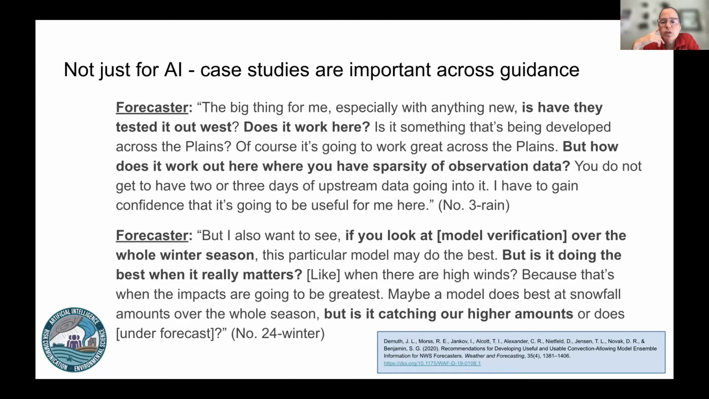And the next one, I also want to see, if you look at the model verification over the whole winter season, this particular model may do the best, but is it doing best when it really matters? And they're looking at very specific edge cases. I think that is something we need to talk about when we're talking about how to pick case studies, which is something we're going to talk about in this section. We need to pay attention to what the forecaster needs are for those case studies, what it is that they are looking for. Maybe a model does best at snowfall amounts over the whole season, but is it catching the higher amounts, or does it under forecast, for example? Again, coming back to does it do well on average, or does it do well overall, and does it do well on a specific case study?